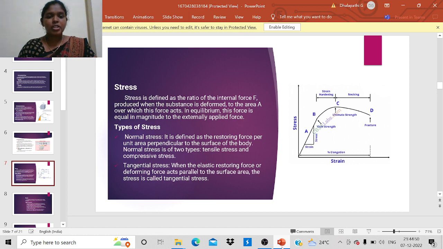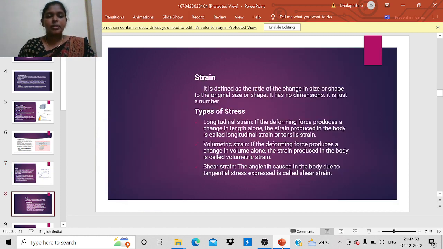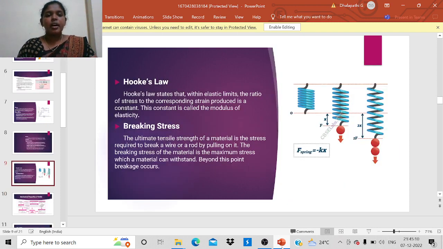Types of stress: normal stress, tangential stress. Strain. It is defined as the ratio of the change in size or shape to the original size or shape. It has no dimension. Types of strain: longitudinal strain, volume strain, shear strain. Hooke's law, breaking stress. Hooke's law states that within the elastic limit, the ratio of the stress to the corresponding strain produced is a constant. This constant is called the modulus of elasticity.